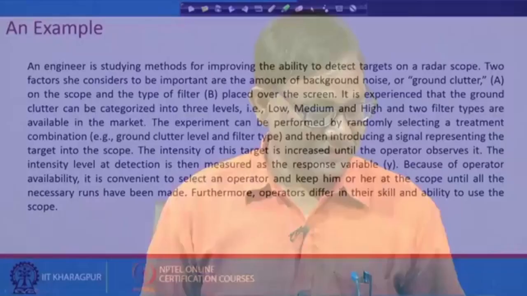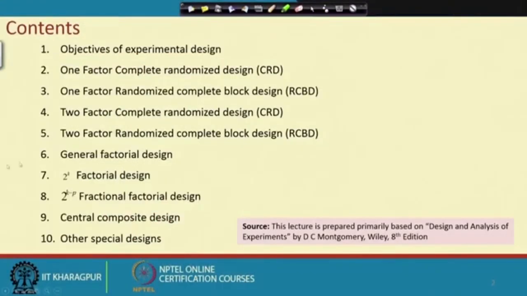In last class, we have completed up to general factorial design. By types of experimental design, we mean that depending on the situation, different kinds of experiments are to be conducted, and those types of experiments which have a scientific basis and are designed scientifically are what we discuss here.